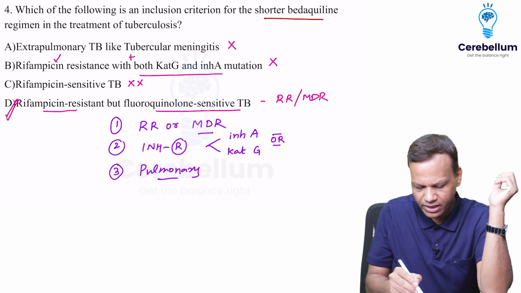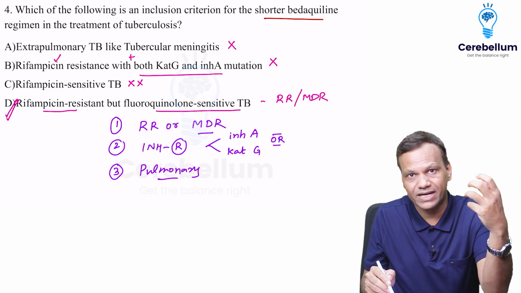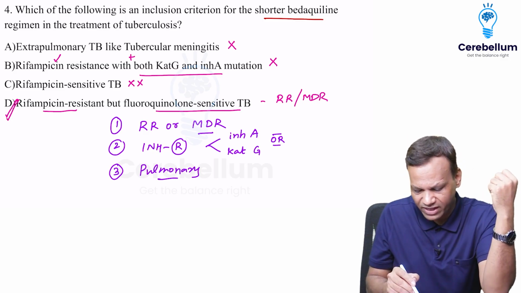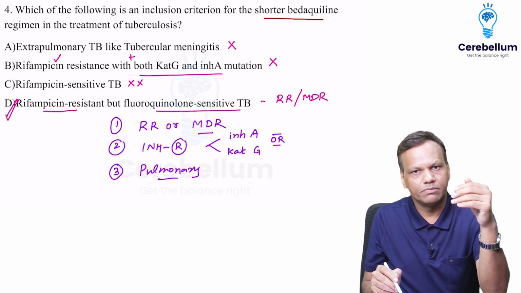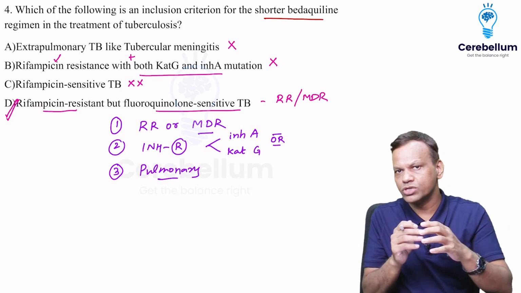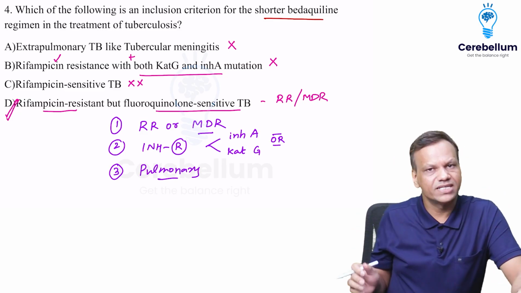Okay, so do not get confused that option B is MDR TB. Yes, it is MDR TB, but when there is a mutation of only one gene, then we use the bedaquiline shorter regimen. Otherwise, we have to use a longer regimen. Okay, so the answer is D here.